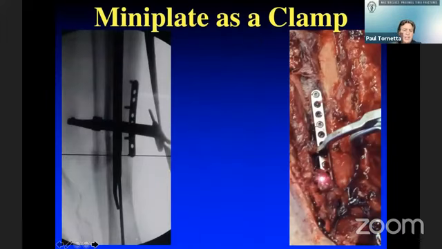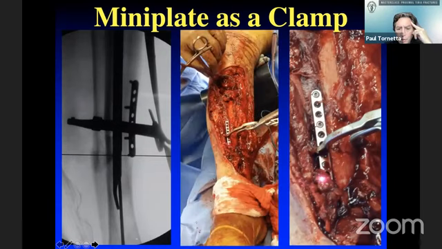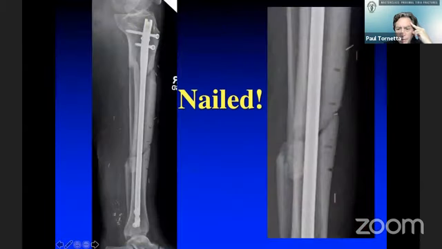And this is another technique I like, and I'll show you a few other things, which is I like mini plates used as a clamp. So the clamp holds it on. Unicortical screws in the anterior cortex can hold that thing reduced while you go on and do the case. So here you can see clamps holding it together and the mini frag plate. And then we nailed that, took the plate out, got soft tissue coverage.